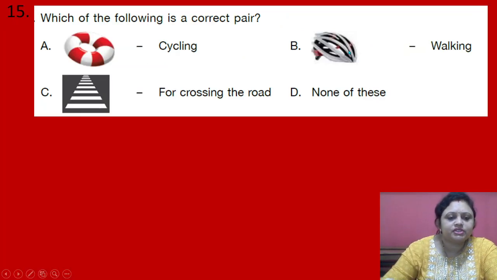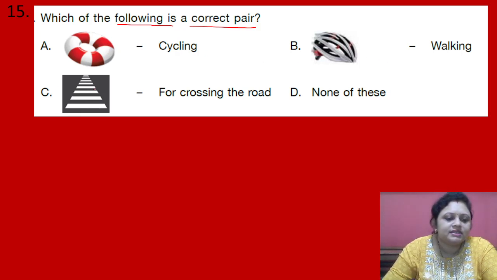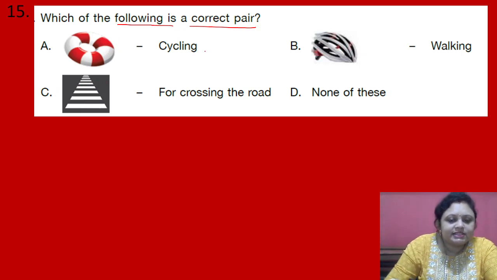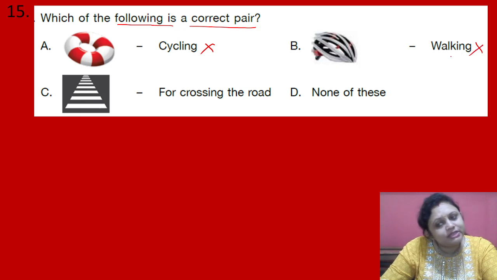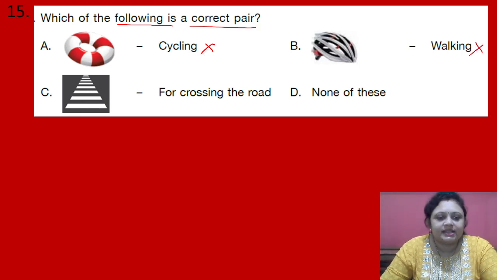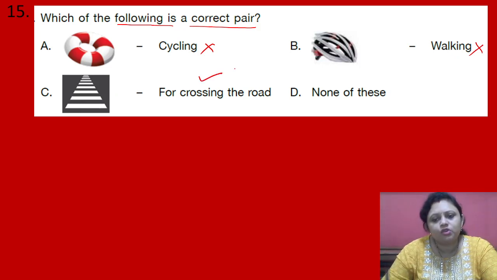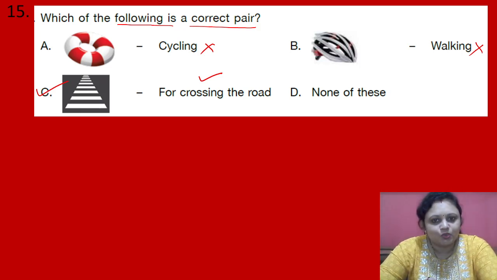Coming to the next question, which of the following is the correct pair? Options are A, this tube cycling, B, this helmet walking, C, this zebra crossing for crossing the road, D, none of these. So, this tube we do not use for cycling, we use it for swimming, right? This helmet we do not use for walking, we use it for cycling. This zebra crossing, yes, we need it for crossing the road. So the correct answer is option C, zebra crossing for crossing the road.